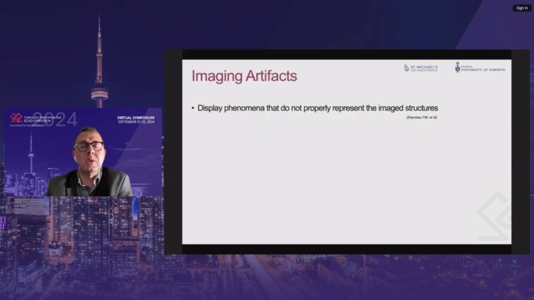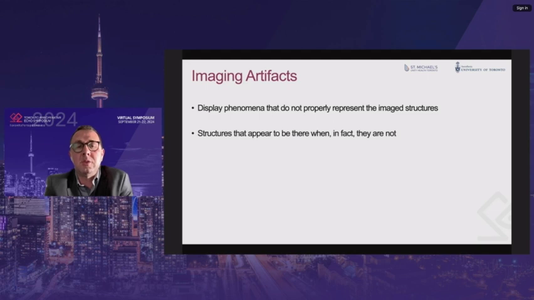What is an imaging artifact? I like this definition. It's simple. It's a display phenomenon that does not properly represent the imaged structures. And there are four different classifications of imaging artifacts. First, structures appear to be there when in fact they are not. One example that I like to mention every time I think about this is reverberations in the ascending aorta, sometimes mimicking a type A dissection.